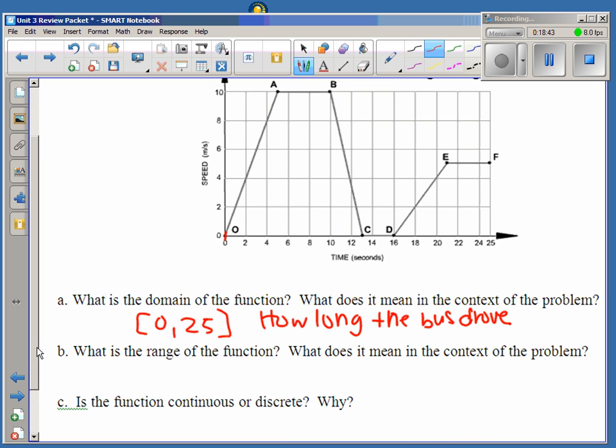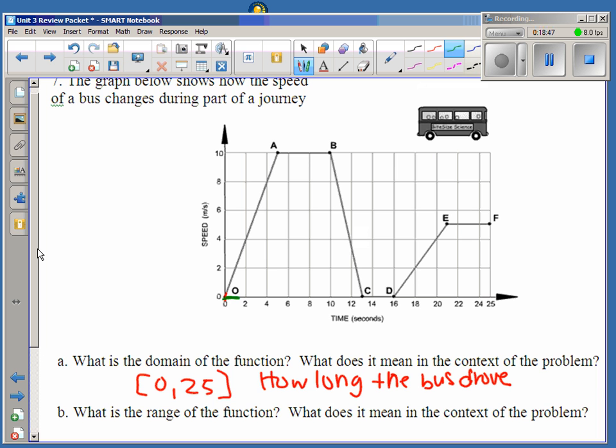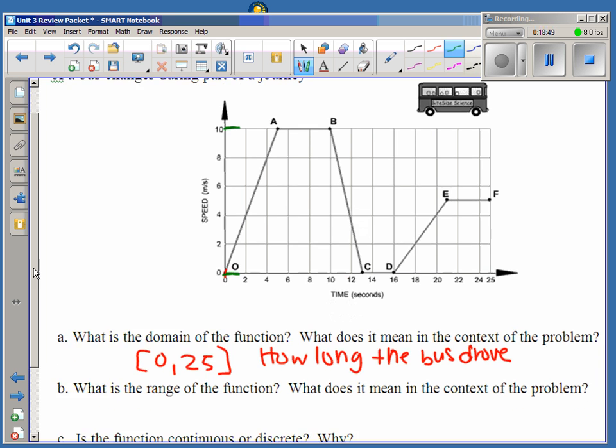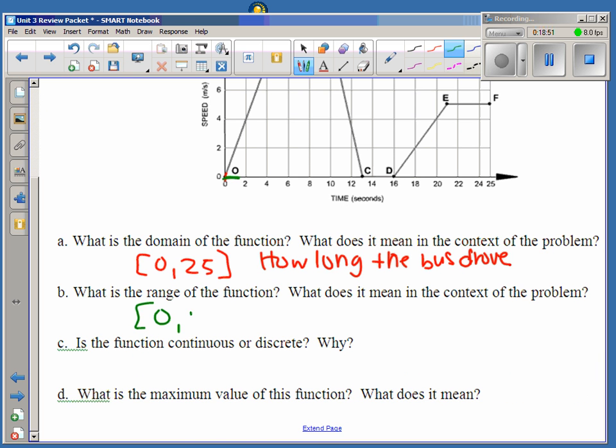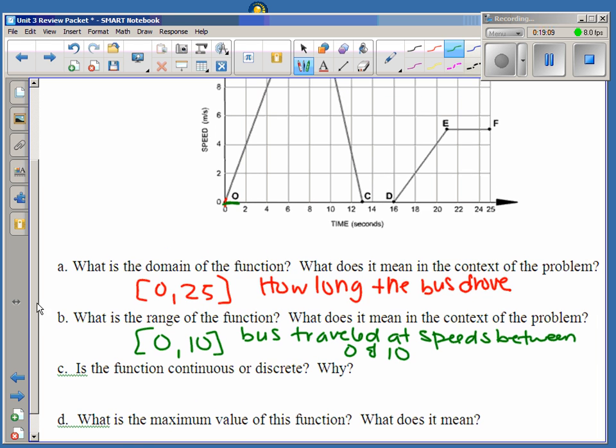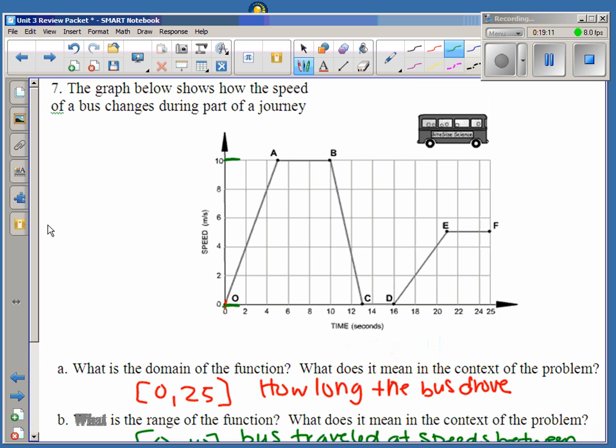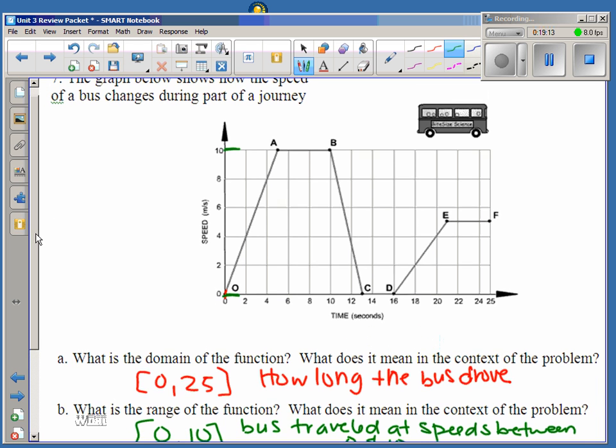The range is the y values. So the bottom of the graph is 0. That means their minimum speed was 0 and the maximum speed was 10, it looks like. So what does that mean? It means the bus traveled at speeds between 0 and 10. So somewhere between there, the bus was traveling. It didn't get above 10 meters per second, I'm guessing, miles per second.